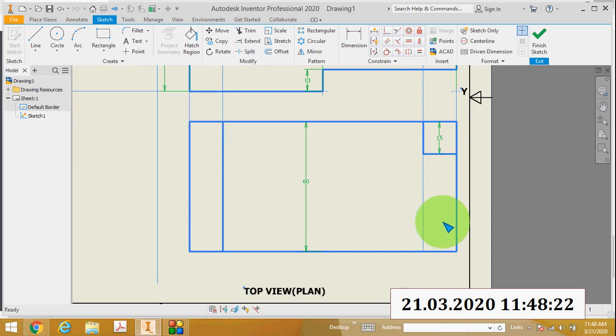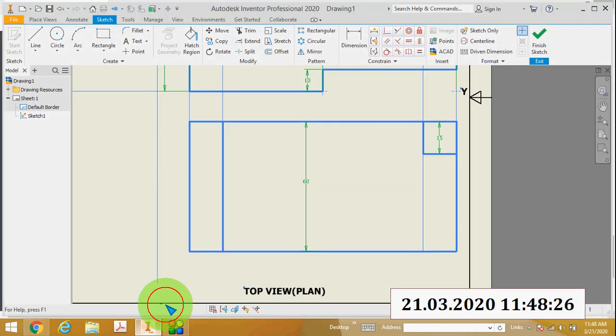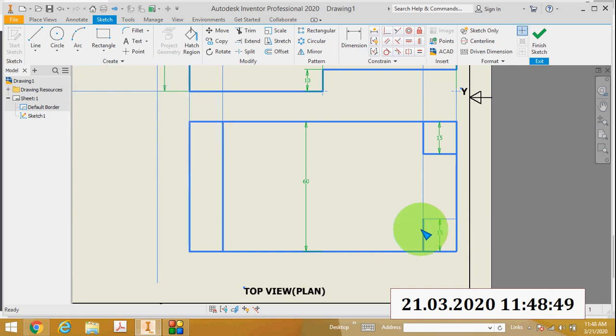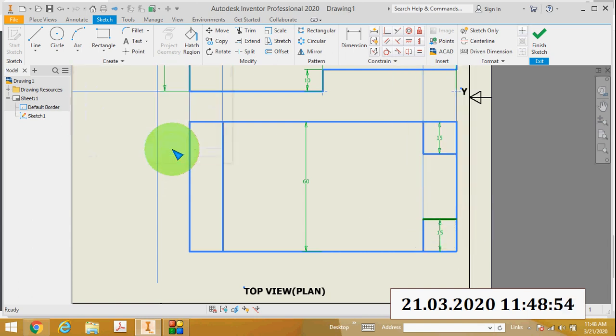Similarly, another square here, you can see in this, this is another square 15 by 15 size. So draw a line here and add dimension. This is 15, this is 15. Thickness. Okay, increase the thickness.